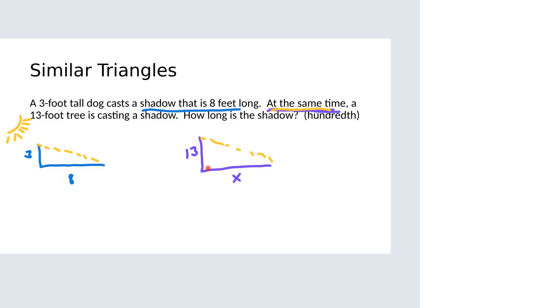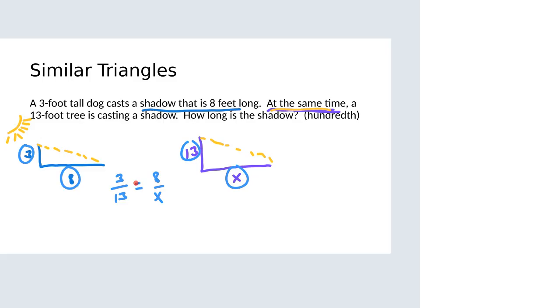And now, in order to solve this, I will set up my proportion. My corresponding parts, I have 3 and 13. So 3 in the little triangle, 13 in the big one, 8 over x. So 8 in the little triangle, x in the big one. You can also think of this logically, if you want to, as height of the dog, height of the tree, shadow of the dog, shadow of the tree. And so there's a logical reason for us setting this up the way we did. You can either look at it as corresponding parts, or as corresponding things when we get a real world situation like this.